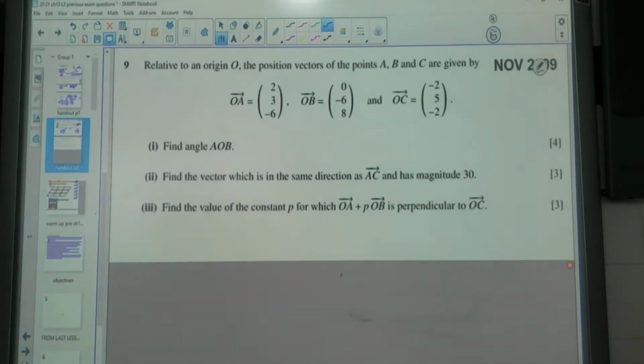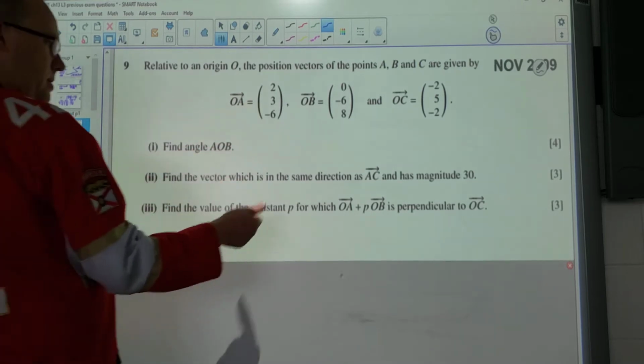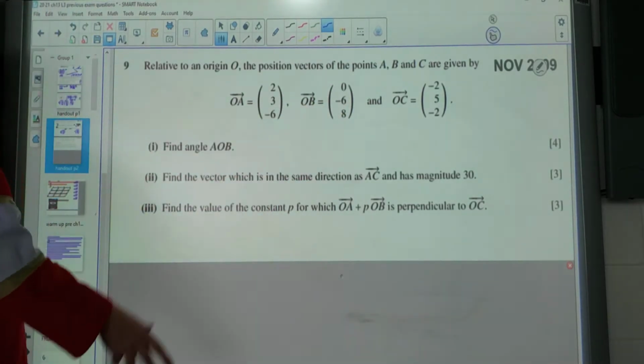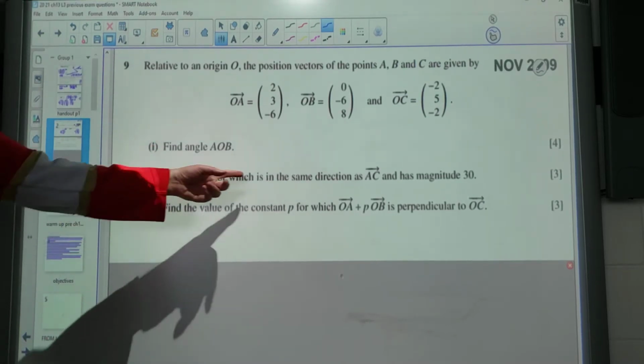And the last question we looked at was question 9 from November 2009, or the last previous exam question anyway. Find the angle AOB. So we know OA and we know OB. So you can do the dot product again, you can find the lengths between them, and we've already done that question. And you can go find the answer from November 2009. And I think I can actually show you that answer in a second. So let's go to this one instead.